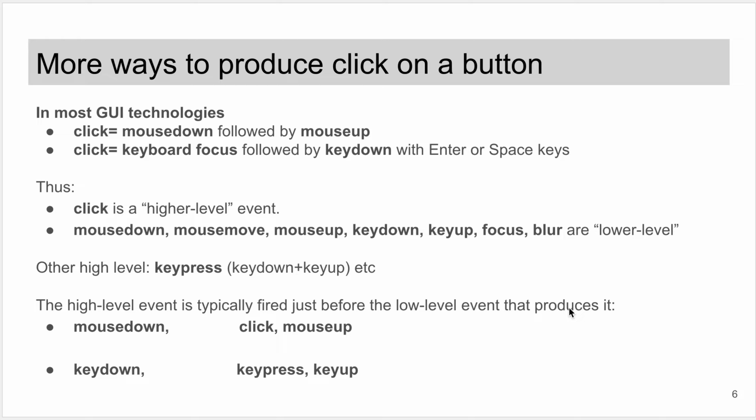One more thing to say about events is that some are a bit higher level than the others. For example, the click is made by a mouse down followed by a mouse up event, or it can be made by a keyboard focus when we press, for example, tab and get the keyboard focus to the respective button, followed by a key down with either enter or the space keys.